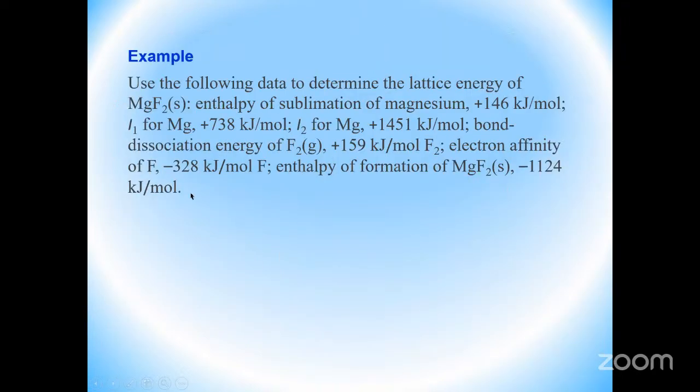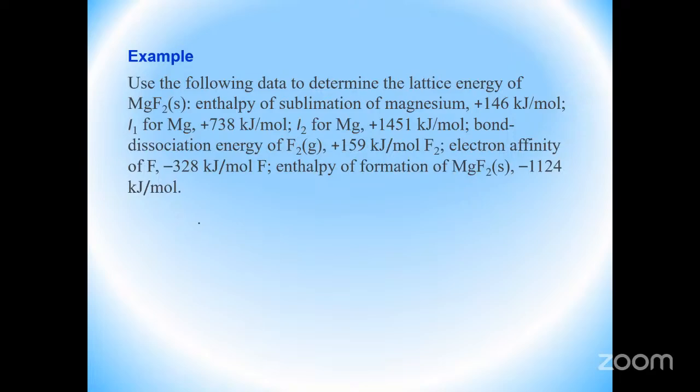Okay, so here's an example. It says using the following data to determine the lattice energy. As I said before, most questions, that's what you're asking for. And it gives you the data: enthalpy of sublimation of magnesium, the first and second ionization of magnesium, the bond dissociation energy of fluorine, the electron affinity of fluorine, and the enthalpy of formation of magnesium fluoride. So let's write down or draw a Born-Haber cycle for this.